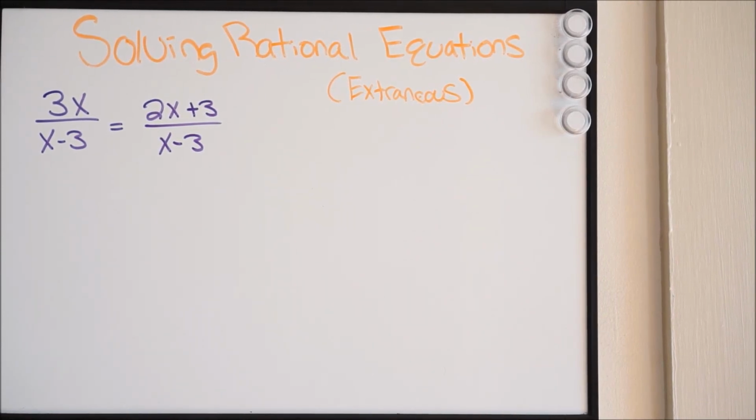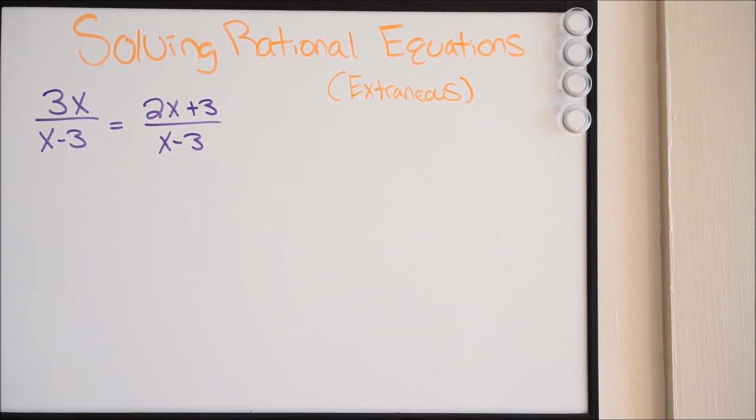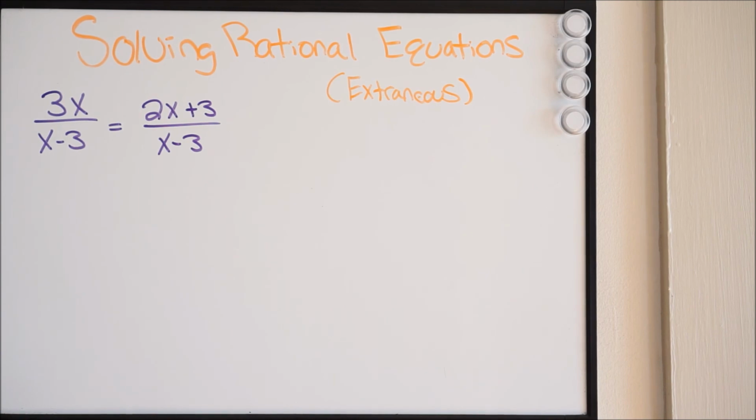Hey guys, here's another problem dealing with solving rational equations. However, in this particular problem, we are going to have extraneous solutions. Remember, an extraneous solution is something that does not satisfy the original equation. Mathematically, it will be incorrect. So at the end of this problem, we're going to have to check for extraneous solutions to determine which one is mathematically incorrect and will be considered an extraneous solution.